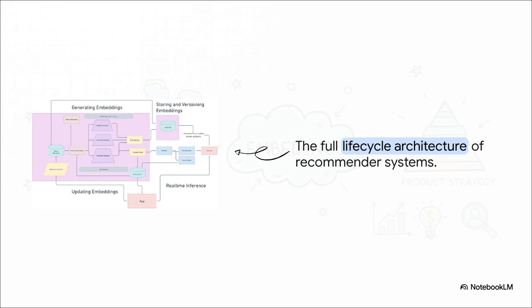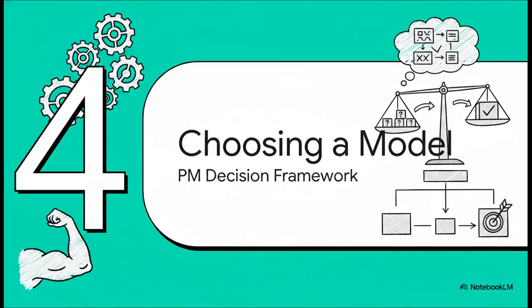It starts at the offline data store, feeds into a candidate generator to create your embeddings, stores them in a highly optimized vector database, and ends with real-time inference and ranking the second a user opens your app. And every single step in this pipeline introduces its own latency, cost, and complexity that you have to manage. Which perfectly leads us into Section 4, choosing an embedding model, and the PM decision framework.